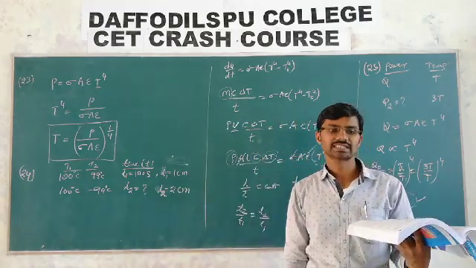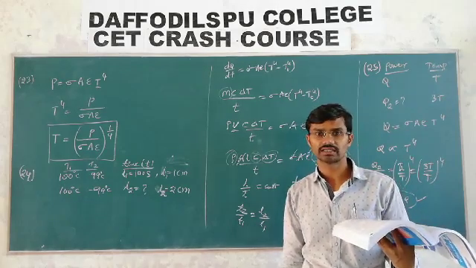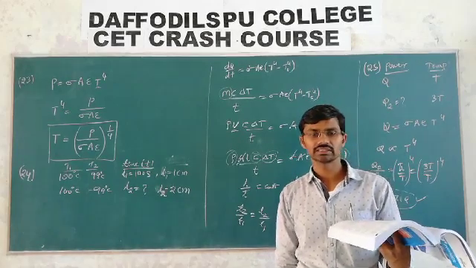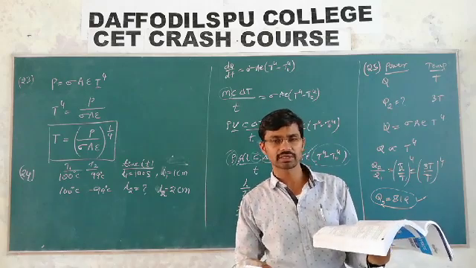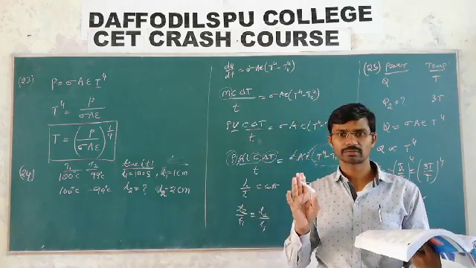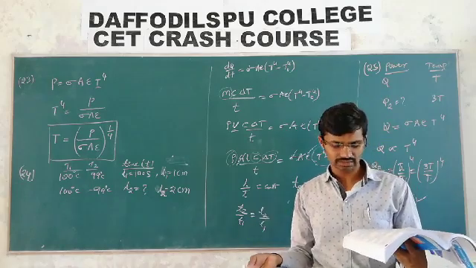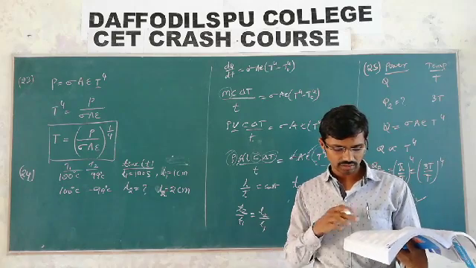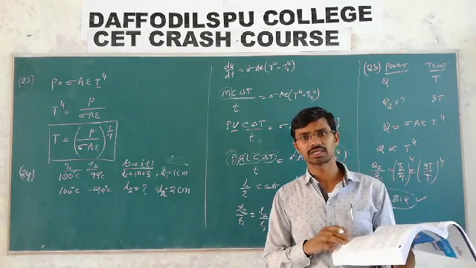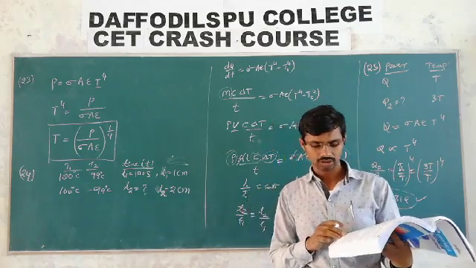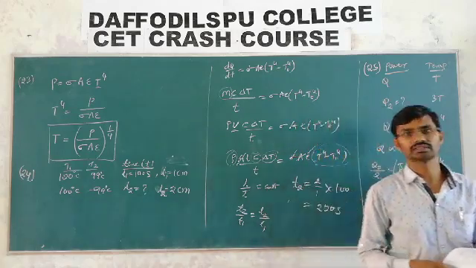26th one. From Stefan's law, the radiation emitted by a body depends on what factor? Stefan's law: dQ by dt, the rate of transfer of heat, is equal to sigma A E T power 4. Sigma is Stefan's constant, so it is independent of that. E, the emissivity, is constant. Temperature remains the same. Then it depends upon what? Area. Yes, it depends upon area. Not the square of temperature, but the 4th power of temperature. Next, cube of temperature is wrong. Density of the body is wrong. So the correct option is the 26th one.